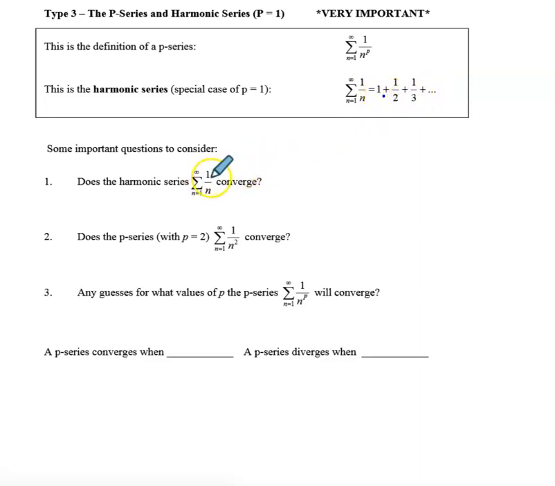So we want to know whether the harmonic series of 1 over n converges, and we want to know whether the p-series with p equals 2 converges. And we can relate these back to improper integrals that we studied back in Unit 6. I can take a look at the improper integral from 1 to infinity of 1 over n dn. To evaluate that, I'm going to have to take a limit as t goes to infinity of the integral from 1 to t of 1 over n dn. Then I will integrate 1 over n, still have my limit as t goes to infinity.